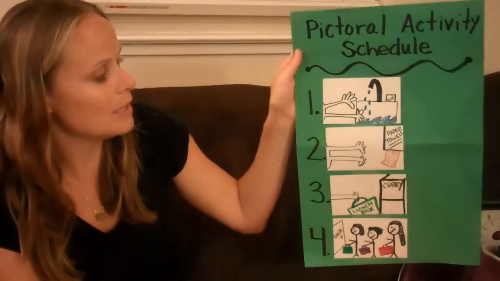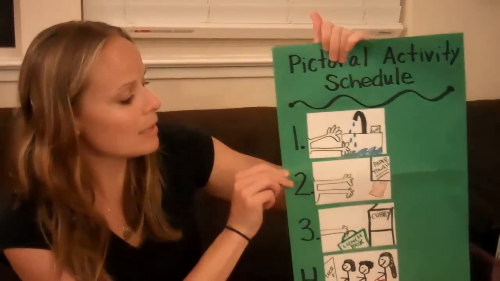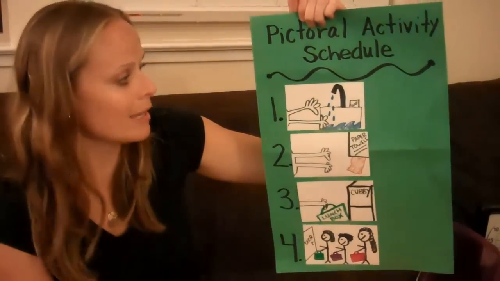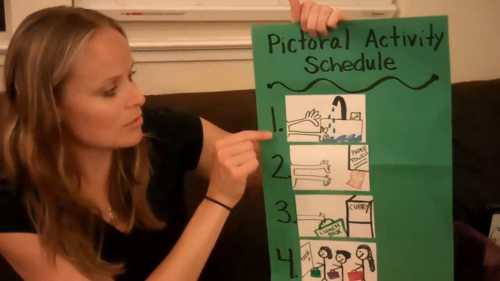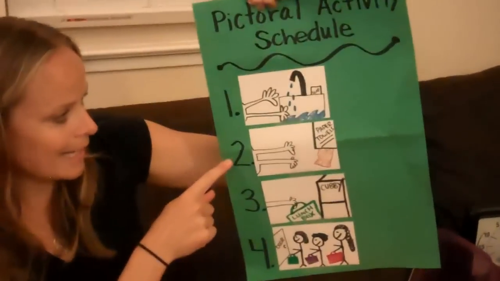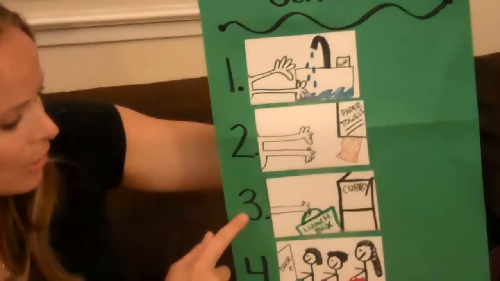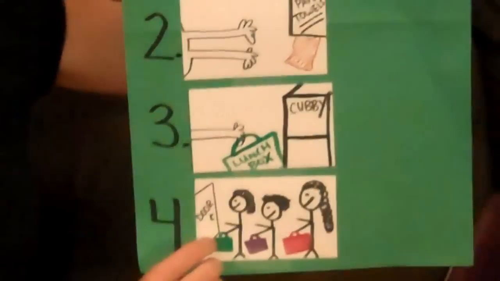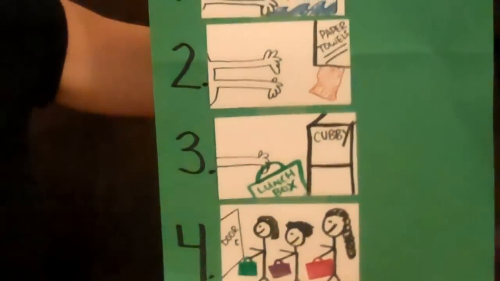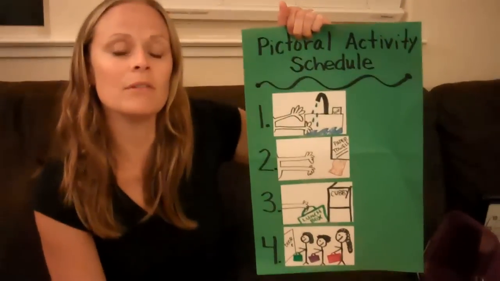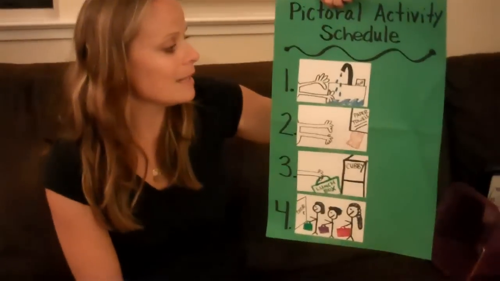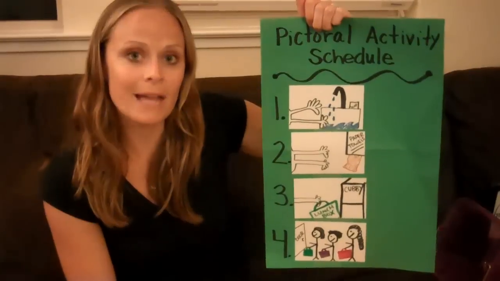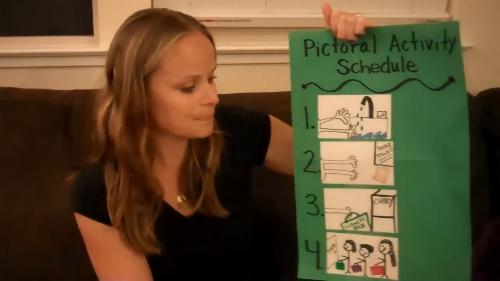This pictorial activity schedule demonstrates exactly what a student needs to do when they transition from the classroom and get ready for lunch. The first pictorial card shows that the student needs to wash their hands. Second, dry their hands with paper towels. Third, get their lunchbox from their cubby. And fourth, stand in line at the door with their peers to wait to exit the classroom. This pictorial activity schedule can be very, very helpful for a student with ASD because they can continue to refer to it daily when it comes time to make the transition from the classroom to get ready to leave for lunch.